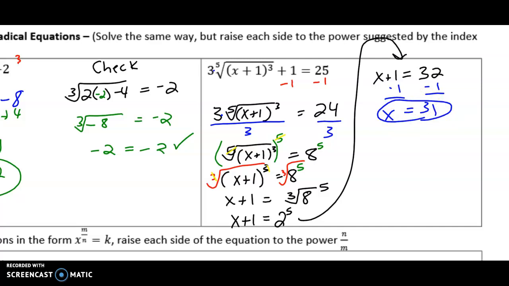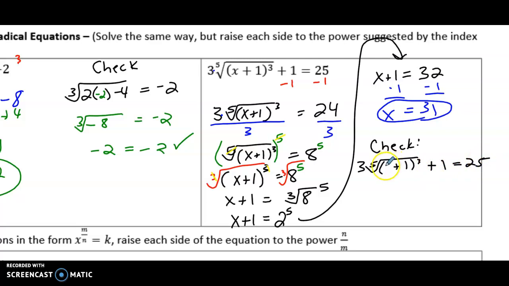And again, if you want to check it, the ones you really need to check are when you have variables on both sides of the equation. We'll get to more of those tomorrow. But it is a good idea to get in the habit of checking these, just so you don't forget to check the ones where sometimes the second answer won't work.